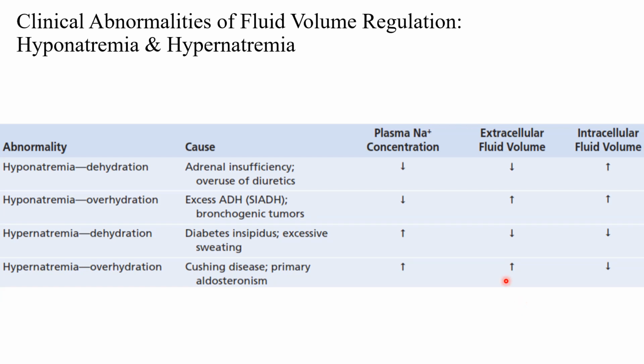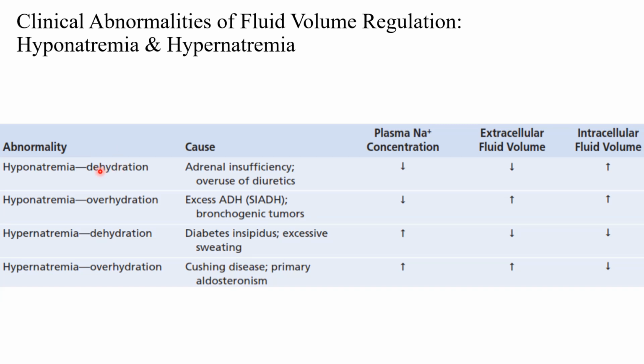Okay. So clinical abnormality of fluid volume regulation: hyponatremia and hypernatremia. Natremia is the condition for the sodium. Hyper means more accumulation, the person taking more sodium. Hyponatremia, less sodium.